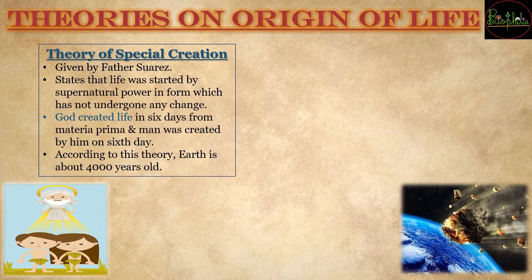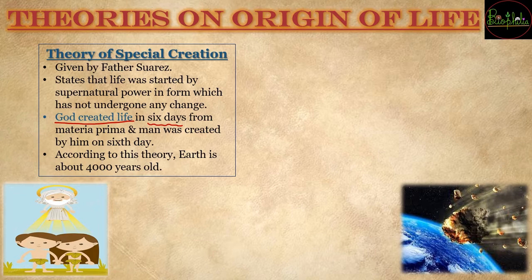So one of the thoughts given by Father Suresh was named as the theory of special creation. Now, since it is the kind of people who believed in God or Almighty, so they thought कि ये एक supernatural power है, जैसे भगवान होते हैं, so भगवान सब चीज कर सकते हैं. So that was the supernatural power that God created all the life in 6 days. So this person thought that जो भी life आज तक बनी है, it all got created in 6 days, and on sixth day, that was the last day, the man was created by him.